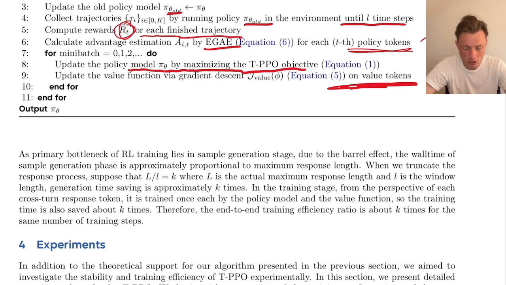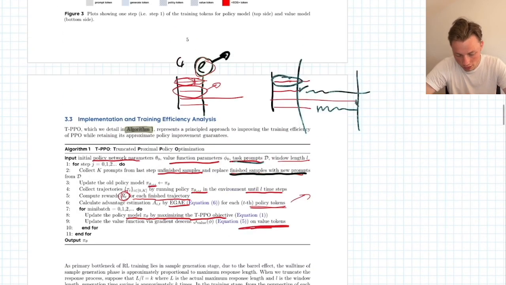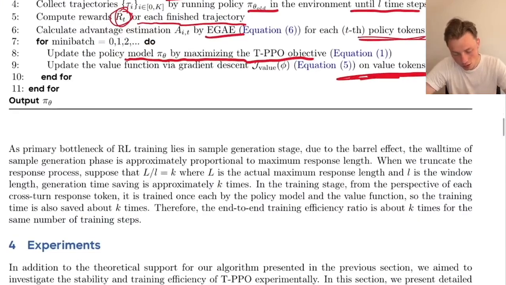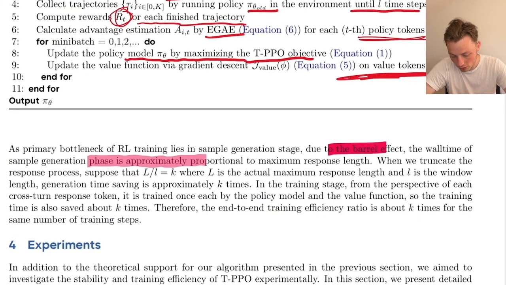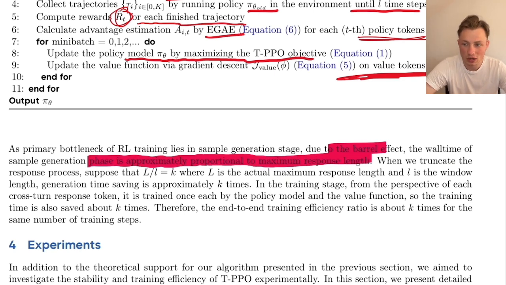And they call the problem that I wanted to show here the barrel effect: the wall time of the sample generation phase is approximately proportional to the maximum response length. But when we truncate the response process, suppose that L divided by l is K, where L is the actual response length and small l is the window length, then we have a time saving of approximately K.